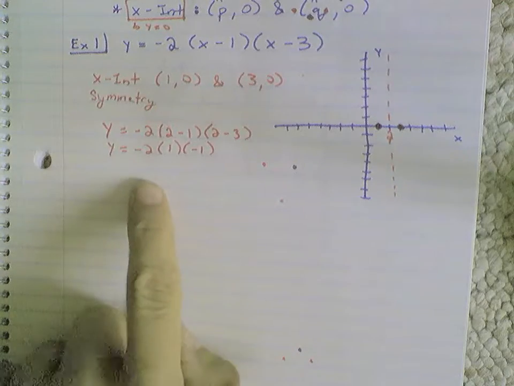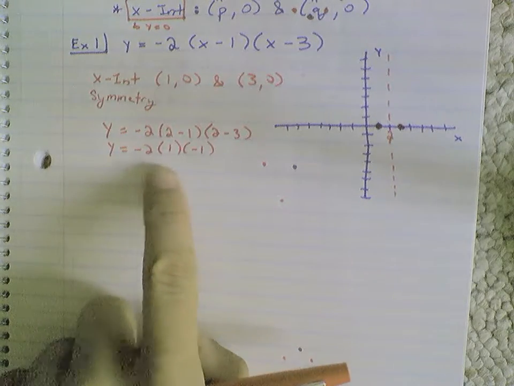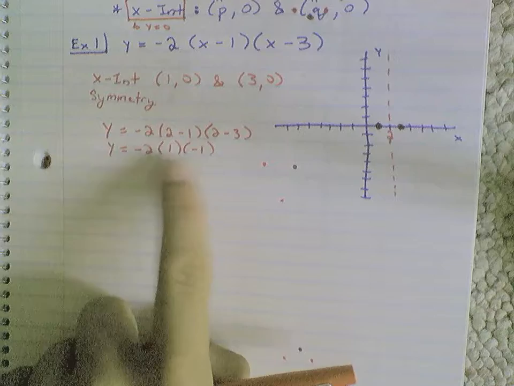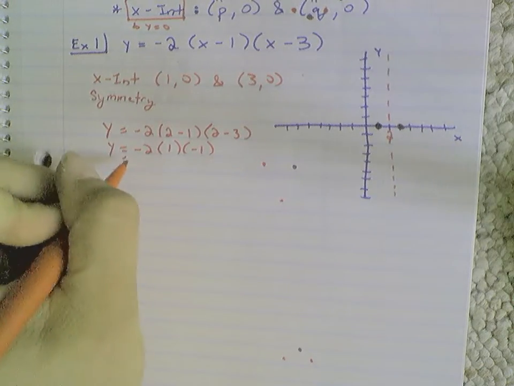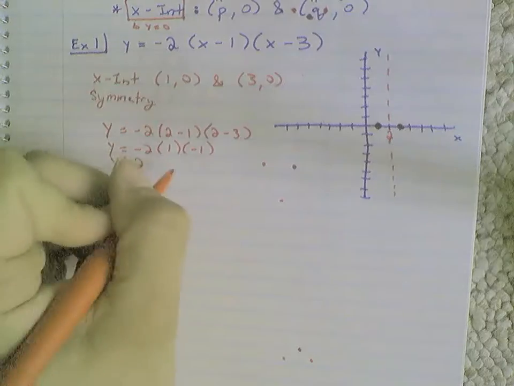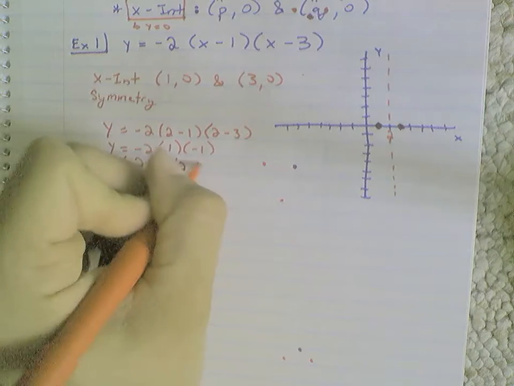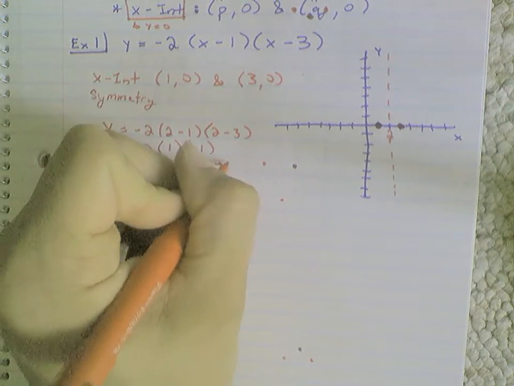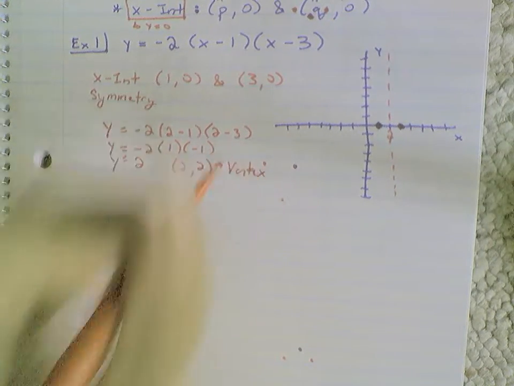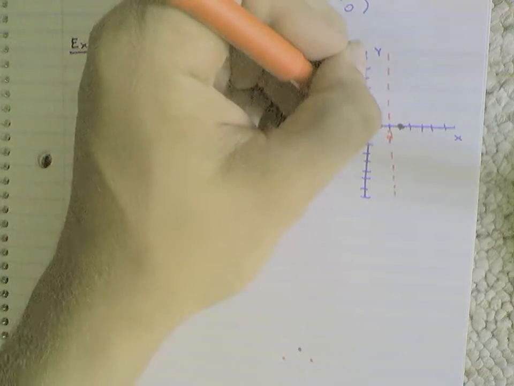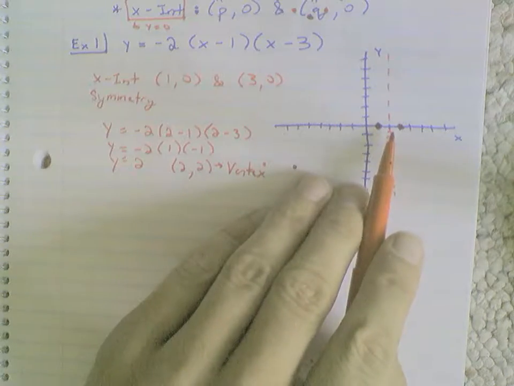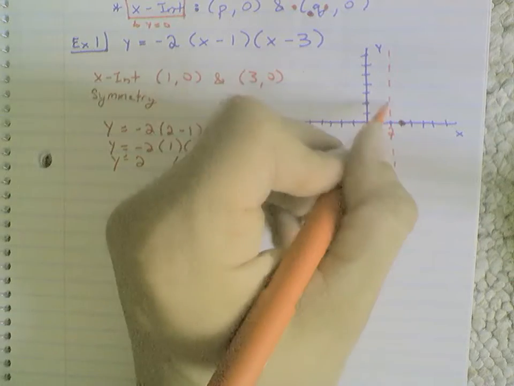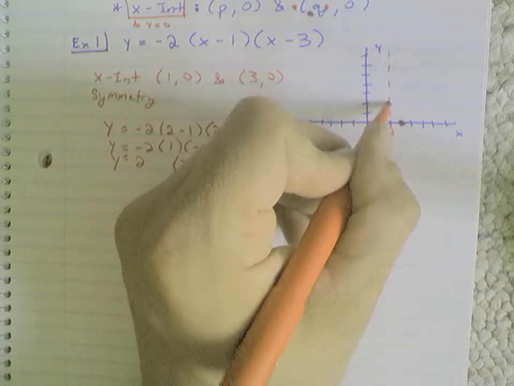And then if I multiply this all out, negative 2 times 1 is negative 2. Negative 2 times negative 1 is a positive 2. So when I plug in 2, I get 2 out. And once again, this is going to be where the vertex is. So if I go over 2 on my graph and up 2, that is where the vertex will be.